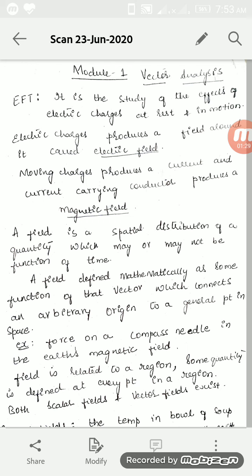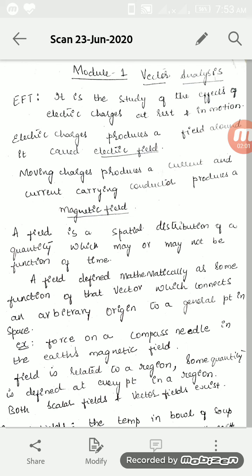So completely, this electromagnetic field theory deals with the behavior of electric and magnetic fields when they are moving in space. So that is important. And one more thing, it is the study of the effects of electric charges at rest and in motion. Electric charges produce a field around them, which we call the electric field, and when these charges are moving, they produce a current, and a current carrying conductor produces a magnetic field. This is the basic thing we know.